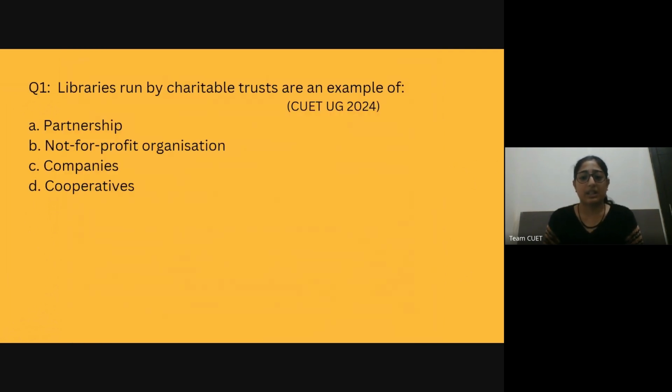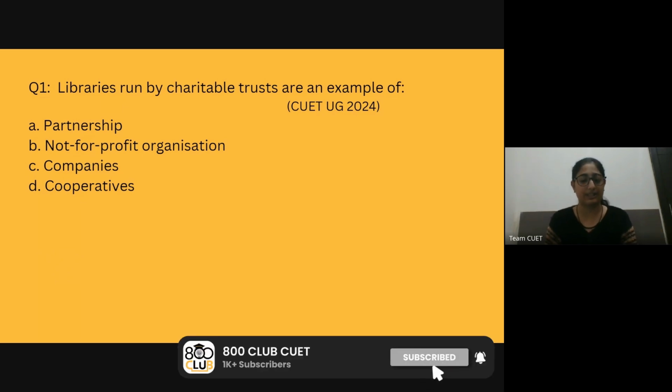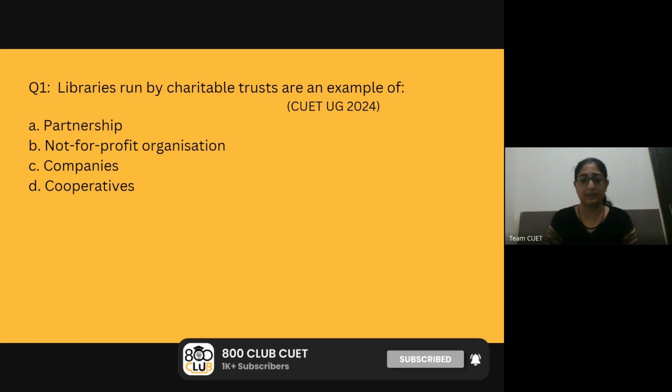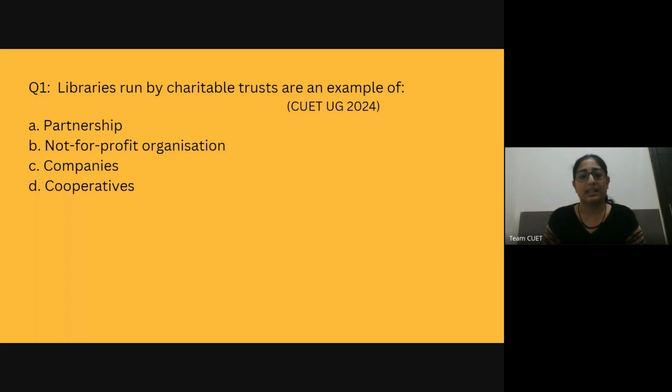So the first question, this question came in your CUET UG examination 2024, that is the previous one. The question goes like this: the libraries that are run by charitable trusts are an example of A, partnership, B, not-for-profit organization, C, companies, and D, cooperatives.